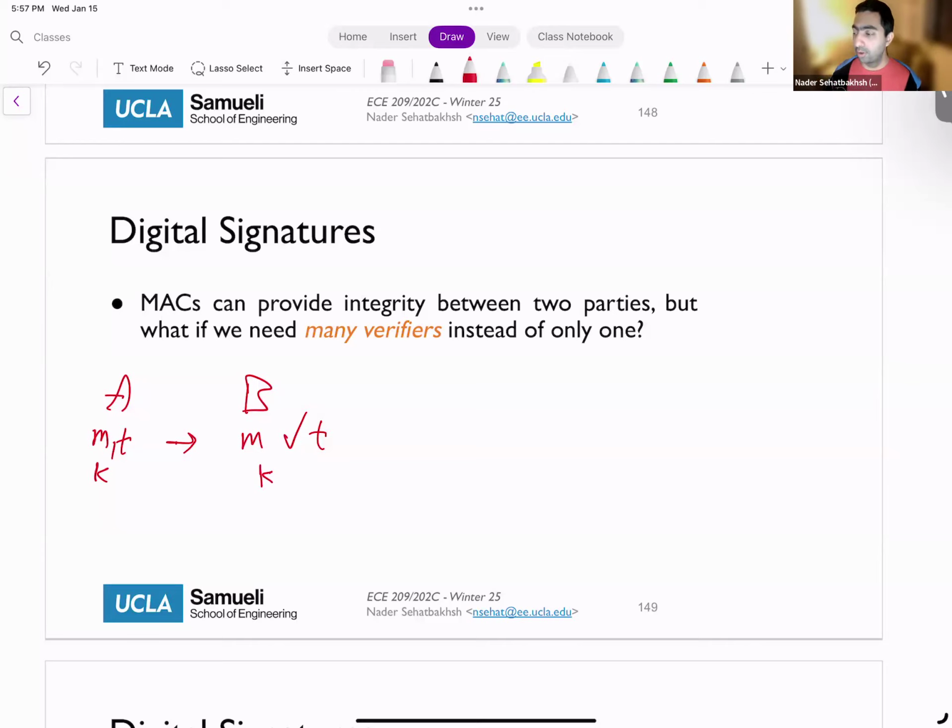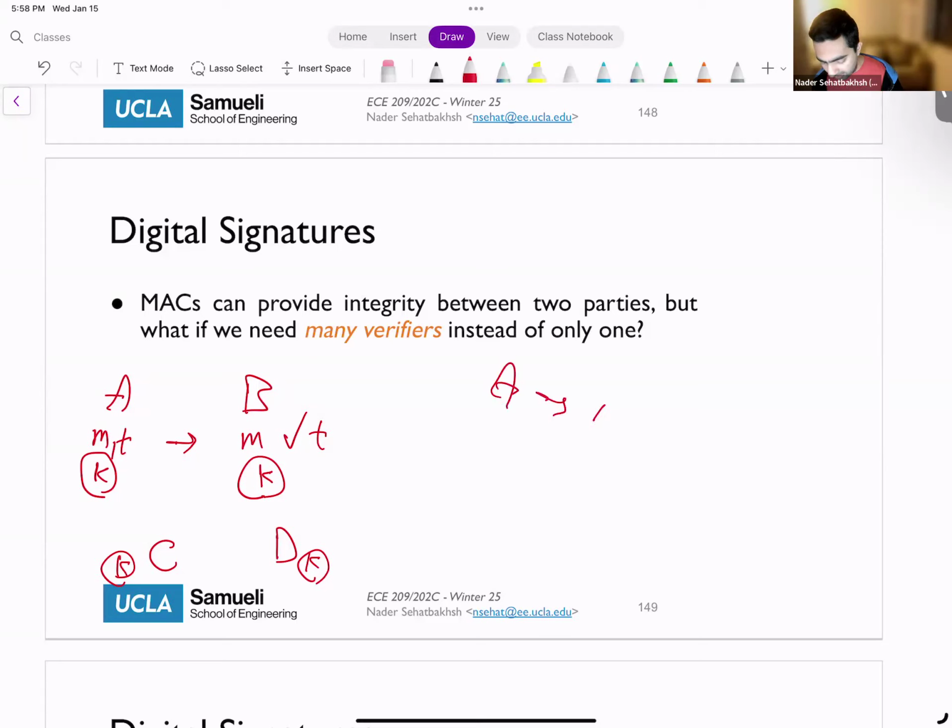So we're going to have the same problem that we have with symmetric keys, that if Alice and Bob want to agree on a message, they need to figure out a key and somehow send that key. Another problem is that if there is Chad and David and all those other guys, and they also want to authenticate this, all of them need to know the key. And the problem with this approach is that now the key is kind of compromised. There are many verifiers.